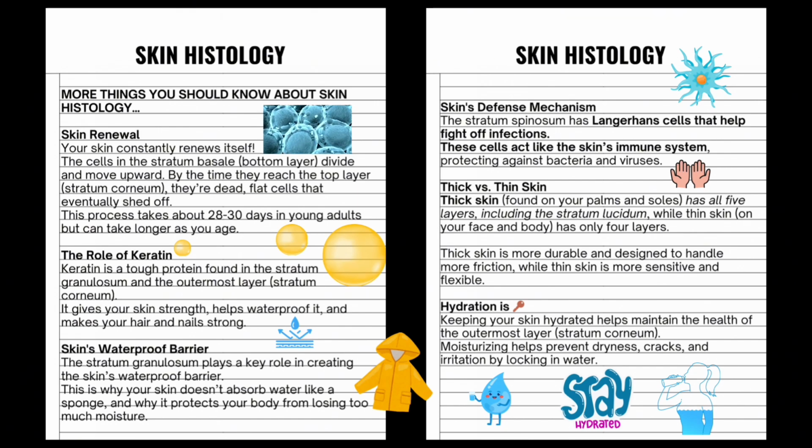Thick versus thin skin. Thick skin is found on your palms and soles, has all 5 layers, including the stratum lucidum, while the skin on your face and body has only 4 layers. Thick skin is more durable and designed to handle more friction, while the skin that is thin is more sensitive and flexible.